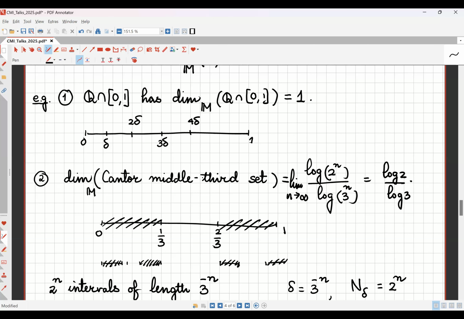Okay, so let me make sure I understood the question. For integral dimension, what did you say was the intuition? One way to think of it is perhaps I can specify a point in a two-dimensional set with two pieces of information.